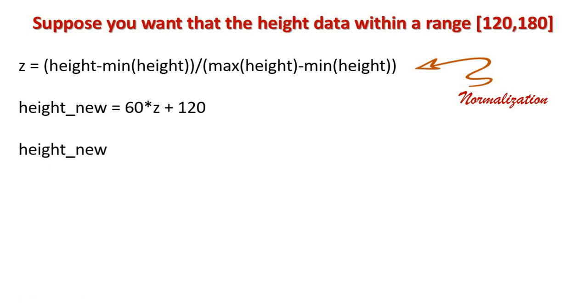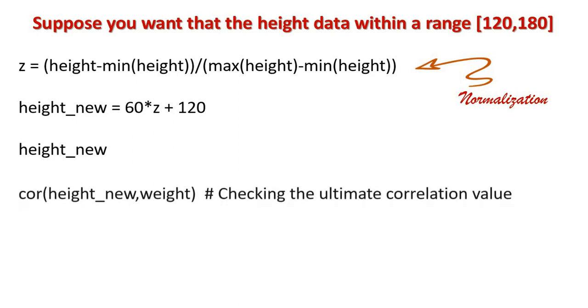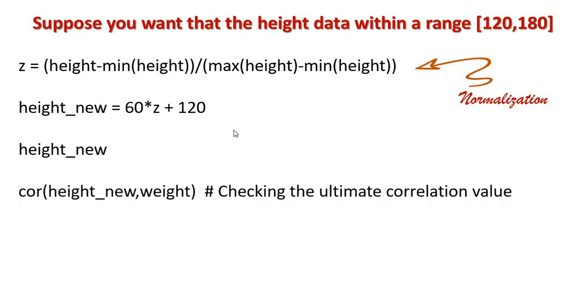And if you want to check whether these values are perfect, then we can click on height new and see the new values of height, and then if we calculate the correlation coefficient of the new values of height and weight, we'll see that it is close to our desired correlation value that we want.